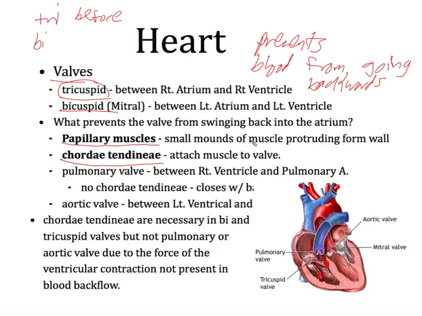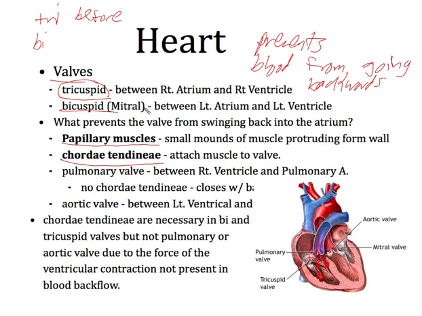And those are your papillary muscles and chordae tendineae. So the muscles themselves are small mounds of muscle protruding from the wall, and the tendineae actually attach to the valves themselves and keep them open or shut in some cases. And they keep them shut and they're forced open when things are pushed through, but this prevents backflow. Your pulmonary valve is located between your right ventricle and your pulmonary artery. So that's this guy here.